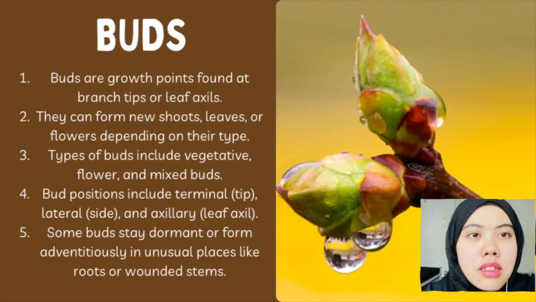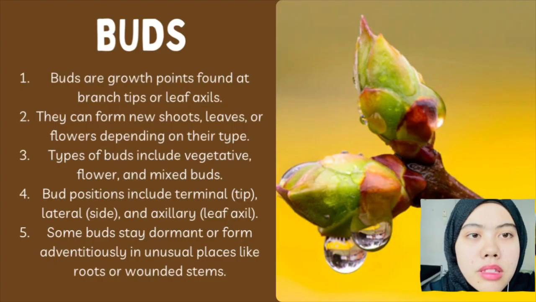What are buds? This slide is about buds. Buds are meristematic tissues found at the tip of branches or at the leaf axils, and they can develop into new shoots or flowers. Depending on what they form, buds can be vegetative, flower, or mixed buds. Based on their position, they are classified as terminal buds at the stem tip, lateral buds along the stem, and axillary buds at the leaf axil.